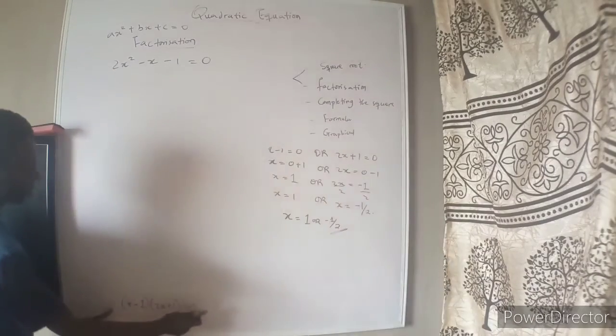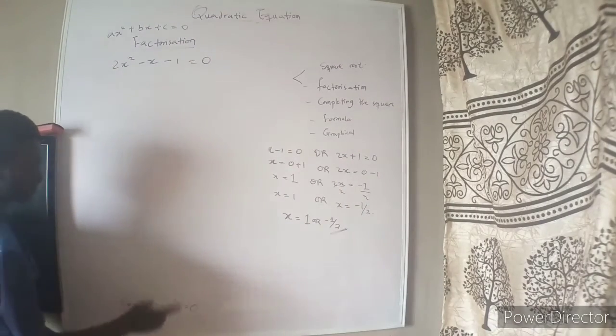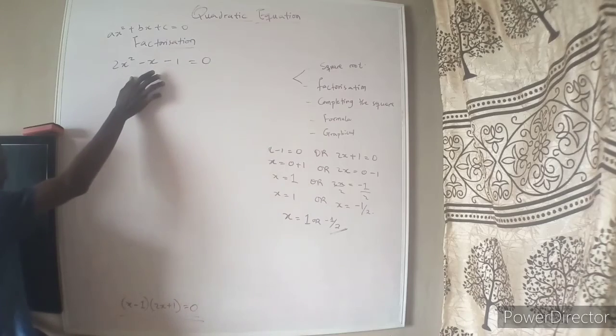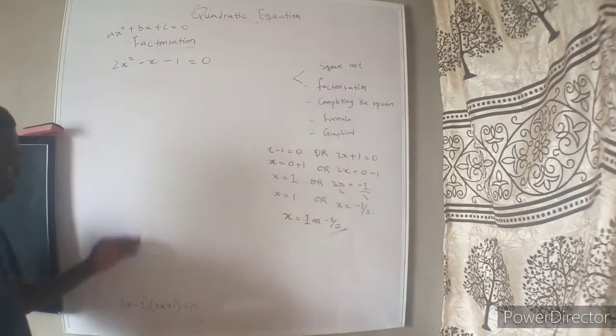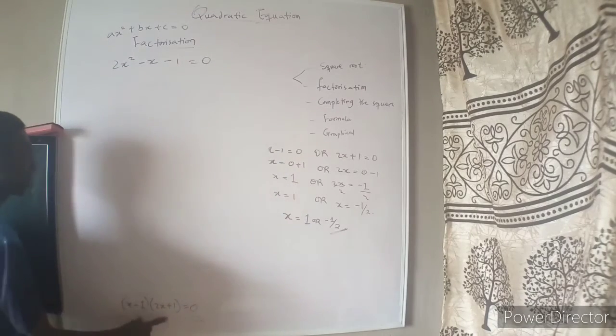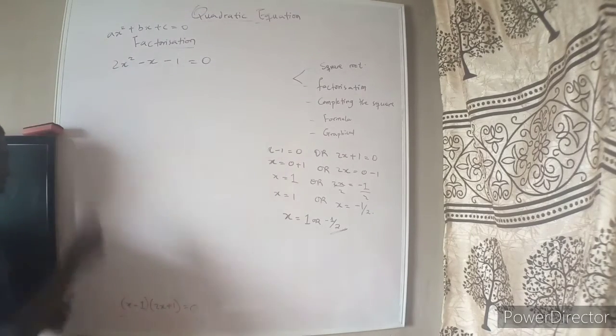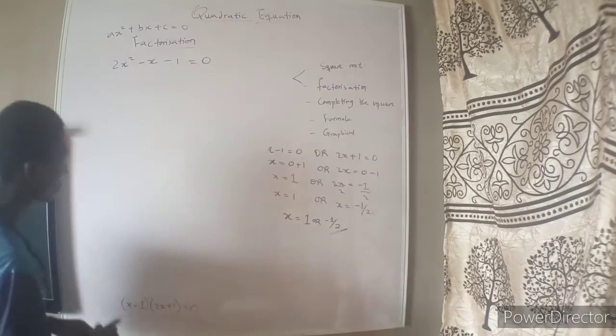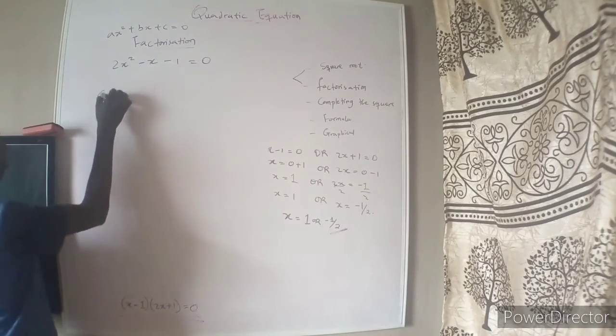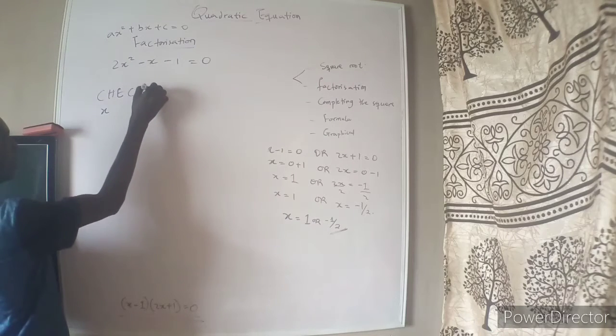I got this after factorization. The point is, if I should expand this bracket, it will return back to my question. So you can even use that to check if you are right. Once you are sure of your factorizing, you try and expand the bracket to see if you get your answer. Once you get your answer back, it settles that what you've done is correct. But once you can't get your answer, what you've done is wrong. So now let's check if what we've done is correct or not.